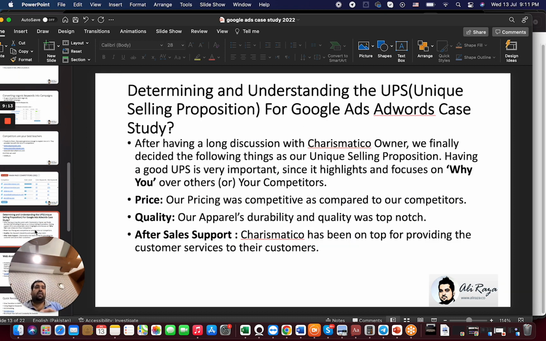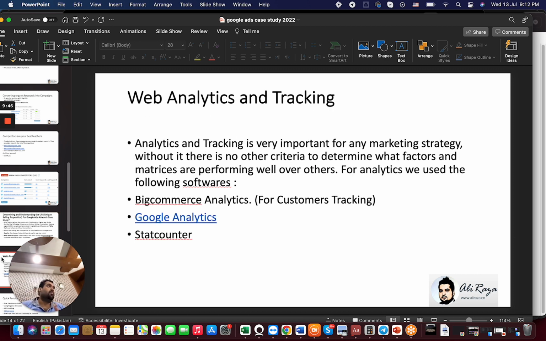And then it was determining and understanding the USP, the unique selling proposition, on why people buy from it. So we figured that out, had a little discussion, and determined that our pricing is competitive compared to our competitors. Our quality is very good. We also have very good after-sales support. So these are the 3 benchmarks we set as a reason for a customer to buy from us as compared to competitors. After doing this, we moved on to analytical tracking.